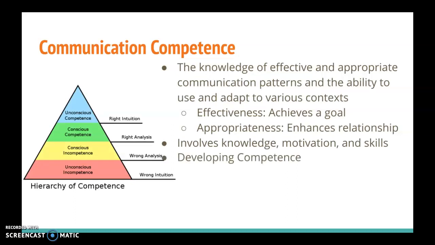And as you can see, there's a hierarchy of competence. We start with unconscious incompetence, move up to conscious incompetence, then conscious competence before unconscious competence. So let's break these down. Unconscious incompetence happens when we are not aware that we are communicating in an incompetent manner. It happens before we've built up that knowledge base of communication concepts, and before we've practiced and reflected on our skills in a particular area.